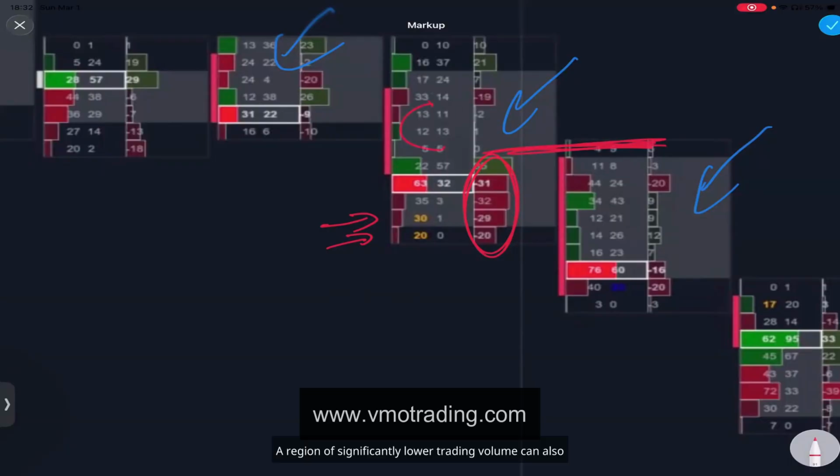A region of significantly lower trading volume can also serve as another level of resistance. Directly following that particular sequence of events, there is a very distinct and immediate follow-through, which once again comes to a close with a significant concentration of negative delta values that we see here.